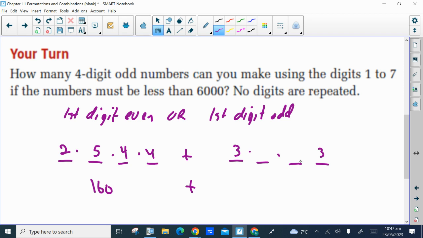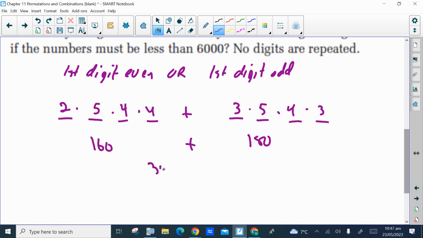We started with 7, we've used 2, again that leaves us with 5 times 4 for the remaining 2 digits. 3 times 5 is 15, times 12 will be 180. When you add those together, you'll get 340. So there's the answer.